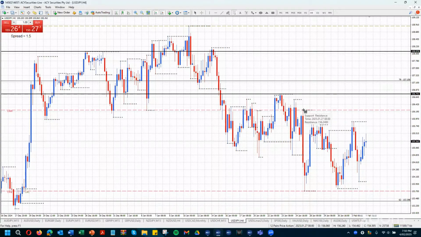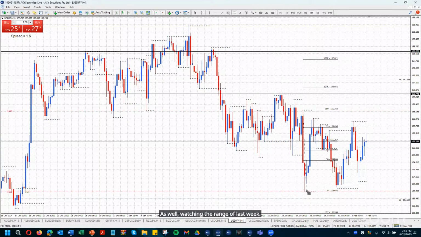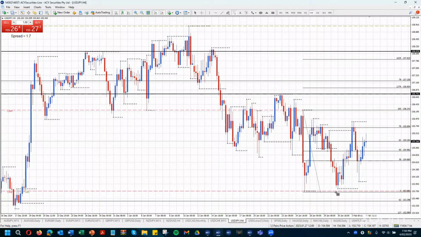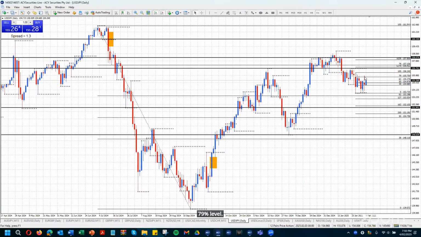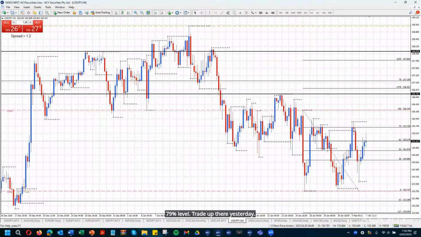As well, watching the range of last week, which is here. The 79% level. Trade up there yesterday. Okay, another revisit to the 79% level would be ideal. So there's this area to watch, 155.70, or the weekly resistance area at 156.74. These would be two levels that I would watch this week.